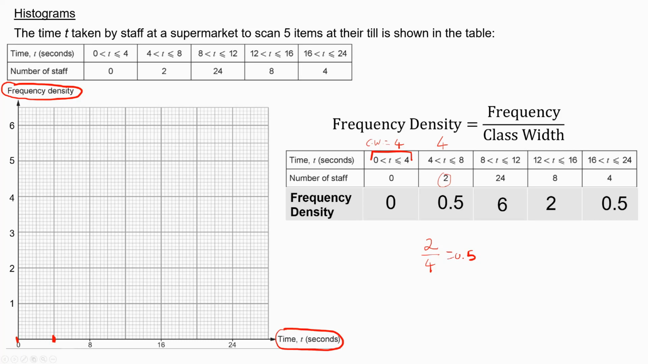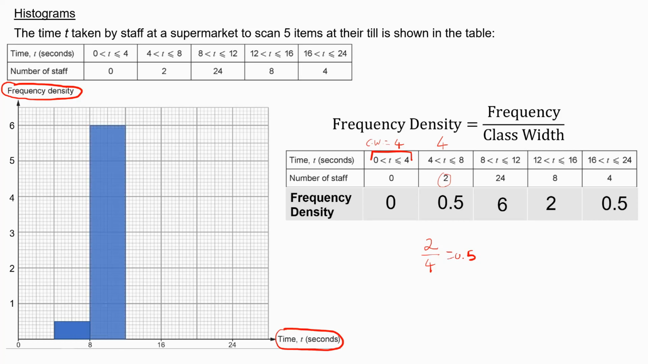So between 0 and 4 seconds, I don't need anything. But certainly between 4 and 8 seconds, I need a bar which is 0.5 units high. And I carry on like this. So between 8 and 12 seconds, I want a bar which is 6 units high, and so on. And there is my completed histogram.